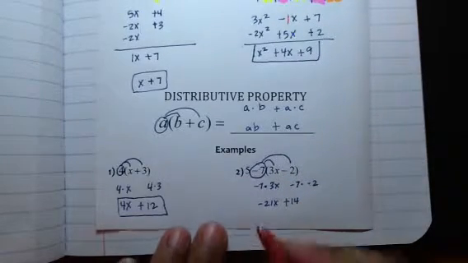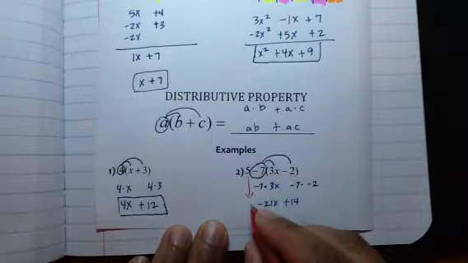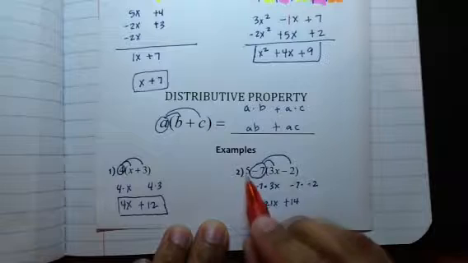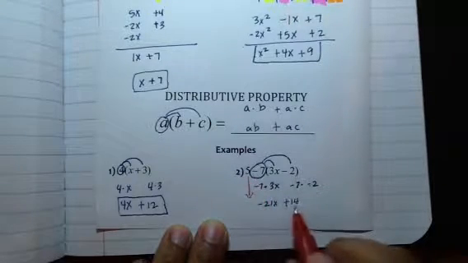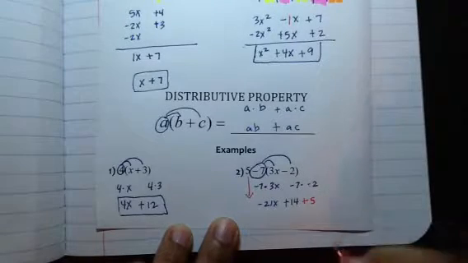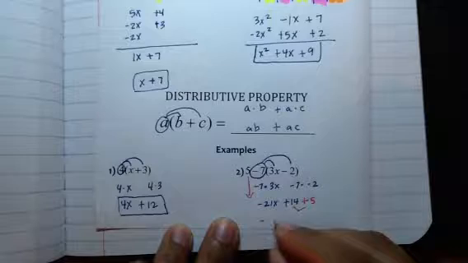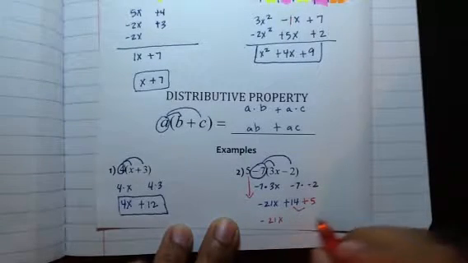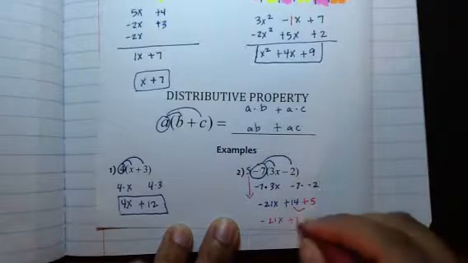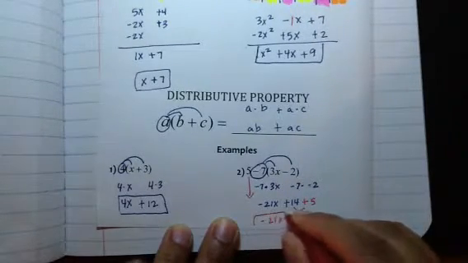Now, usually what I would have you do is just bring this down and write it right here, but since I see a positive 14 and these are both constants, what I'm going to do is put that constant next to the other constant, and now I can just add these two. So negative 21x, and then 14 plus 5 is 19. I can't simplify any more than that, so that's my answer.